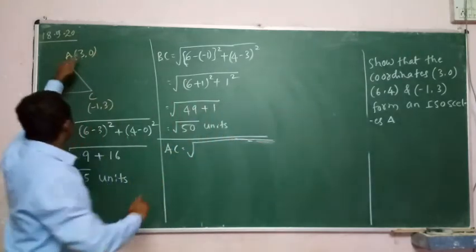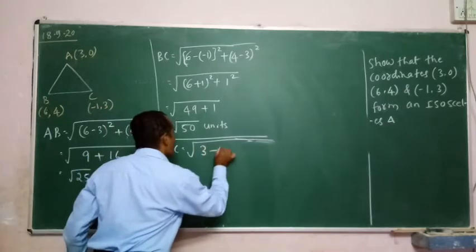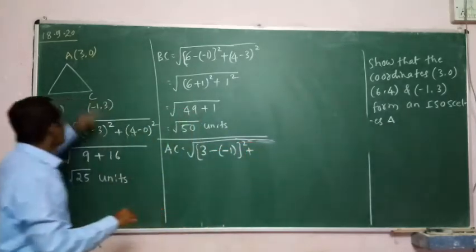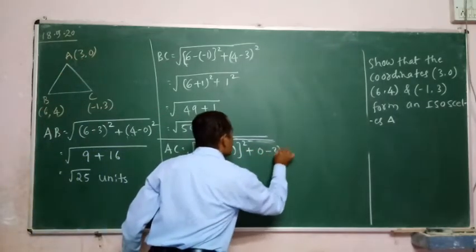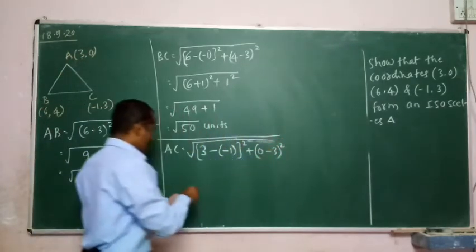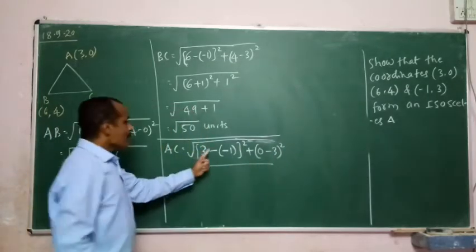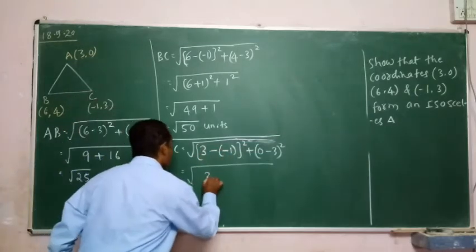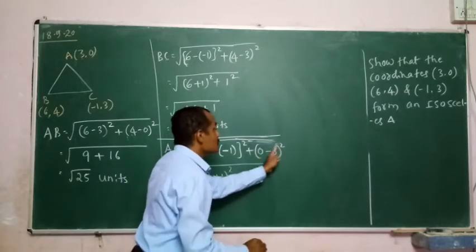Okay. 3 minus of minus 1, the whole square, plus 0 minus 3, the whole square, which is equal to under root. Minus of minus is plus, so 3 plus 1 the whole square plus minus 3 square.